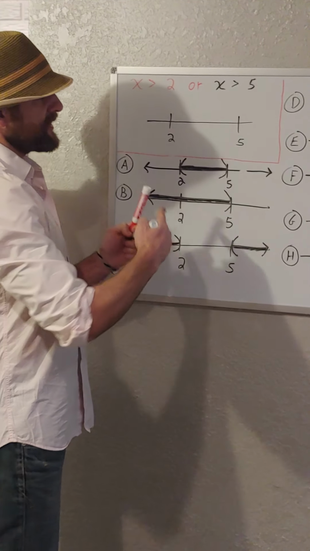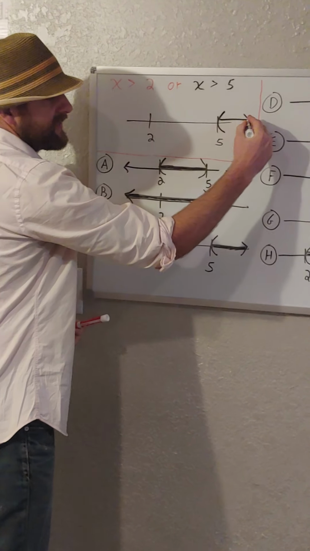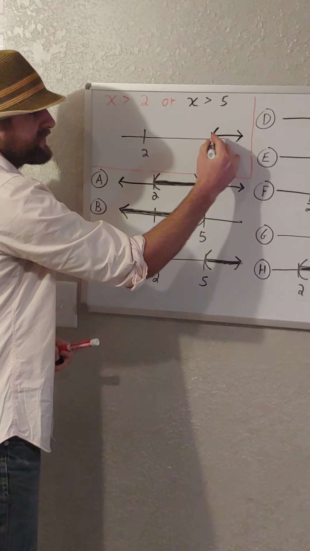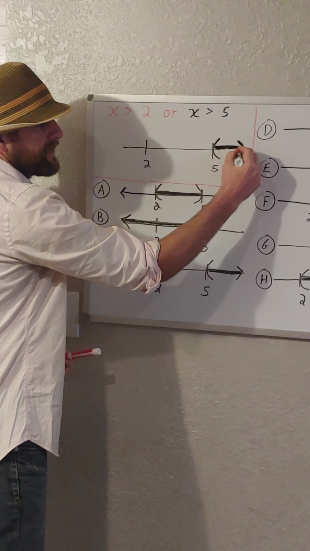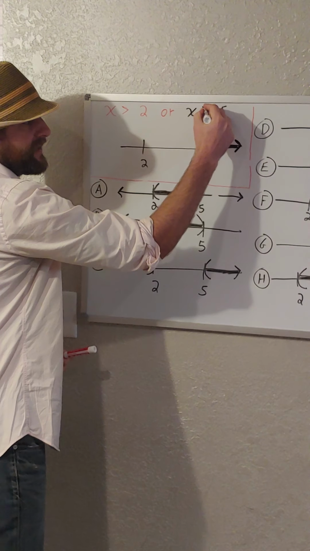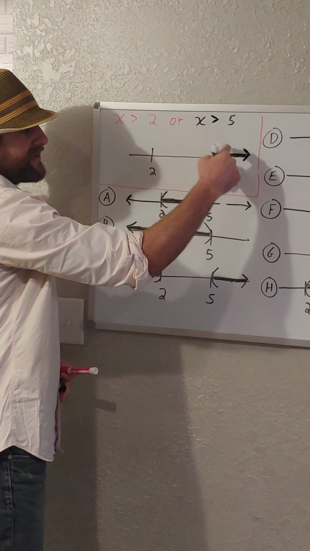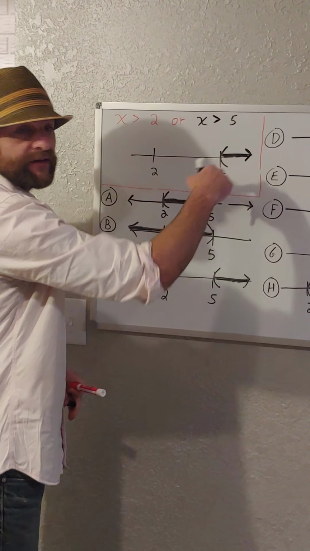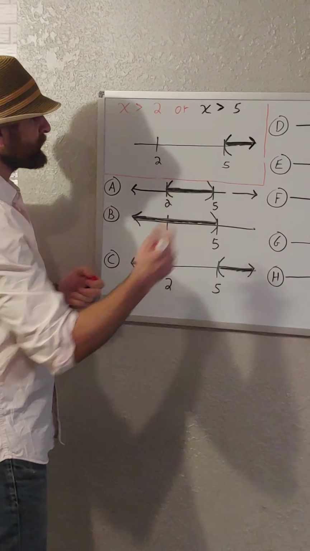So for x is greater than 5, that's going to be this. And if you forgot our lesson that went over this, this arrow right here matches with that arrow right there. If it had a line underneath it, there would have been a bracket. Okay, then we have x is greater than 2.